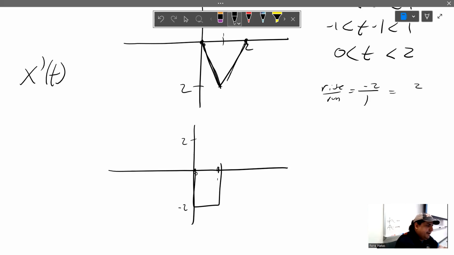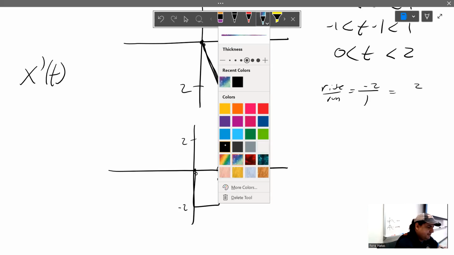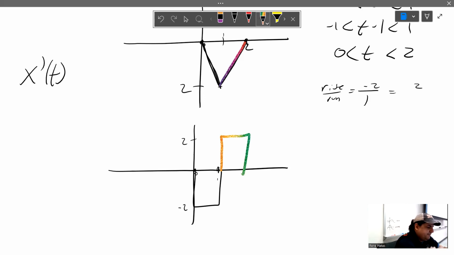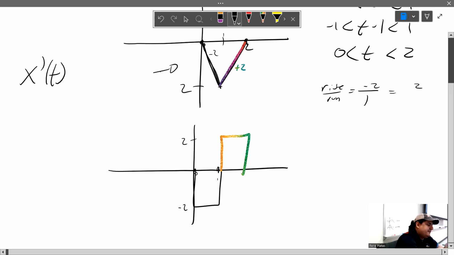And then on this part right here, let's do it in another color. Let's put rainbow. This part right here is gonna be +2 because this slope right here is +2, and this slope right here is negative. Does that make sense? So this is our base function. This is our first derivative.